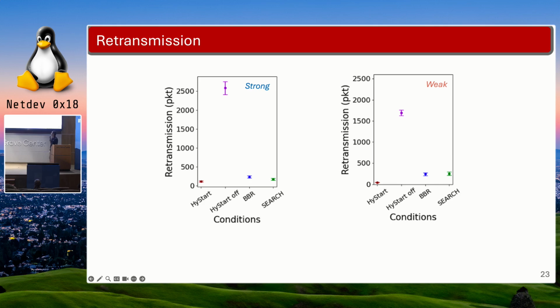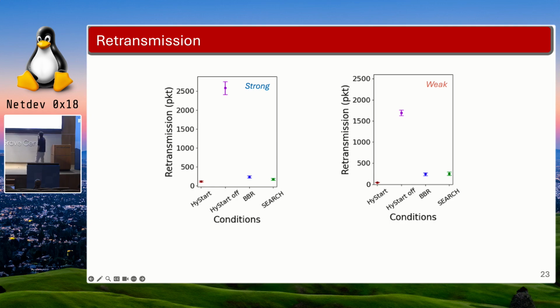Retransmission. So we know when we turn off HyStart, we exit from slow start too late. We call it bufferbloat. It also happens on the Wi-Fi network. So we can see we have a lot of retransmitted packets over the link.